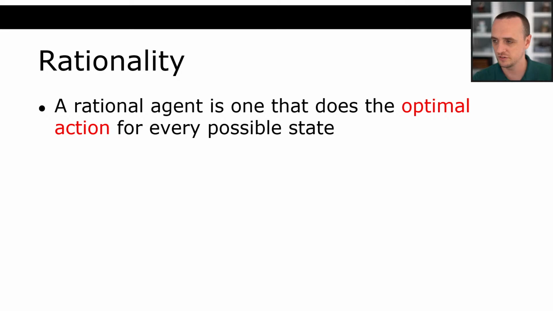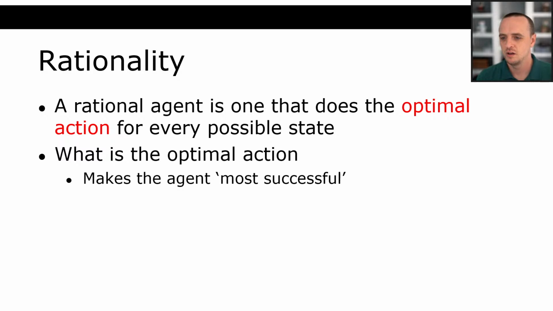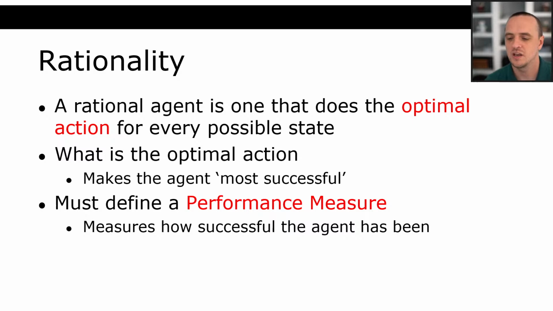Now, we talked about actions, but what is an optimal action? Well, an optimal action is the one that makes the agent the most successful toward reaching its goal. Okay? So what does most successful mean? Well, I know that you might think I'm getting really semantic with these definitions, but it really does matter. So in order to define what the most successful thing is, we must define a performance measure. So we have to come up with a numerical measure of performance for an agent before we can decide what a good action or a bad action even is.